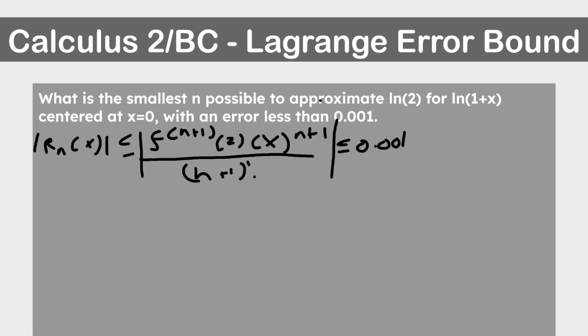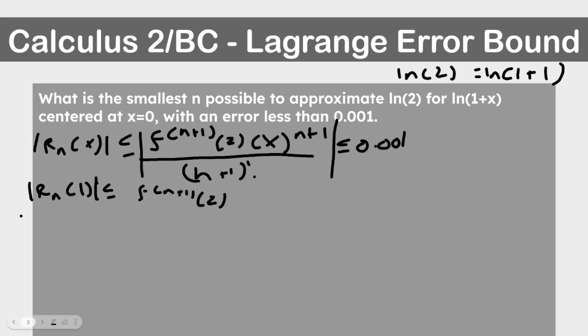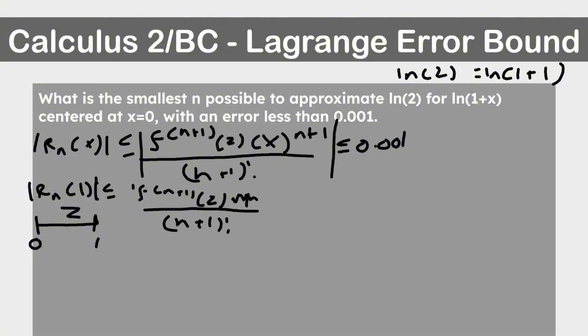And when we plug in our x to get the natural log of 2, we just have x equal to 1, because 1 plus 1 is equal to 2. And now we have that the remainder at 1 is less than or equal to the n plus first derivative at z, where z is in between 0 and 1, multiplied by 1. So we can disregard that because anything multiplied by 1 is itself. Then we have n plus 1 factorial. Absolute value is less than 0.01.